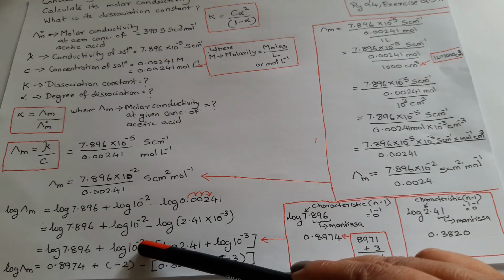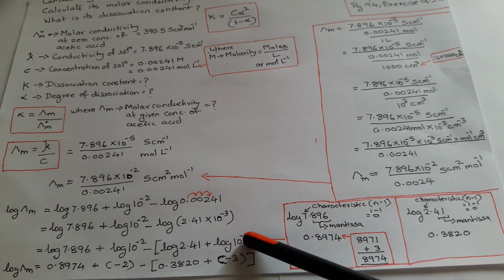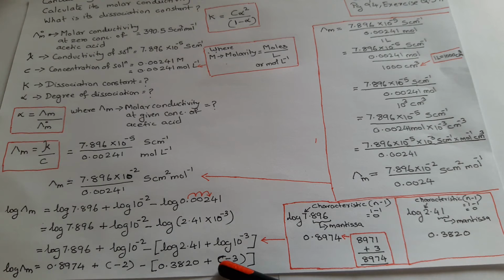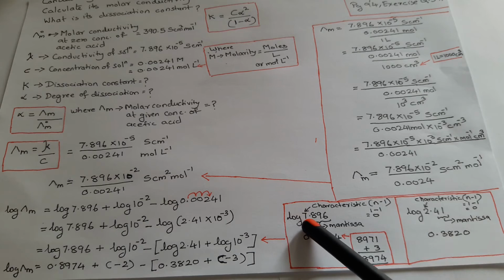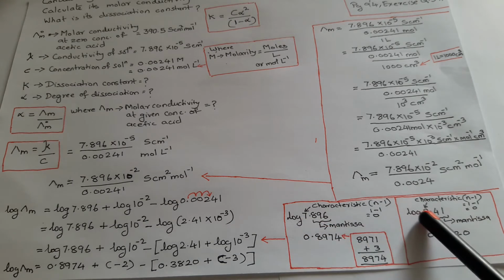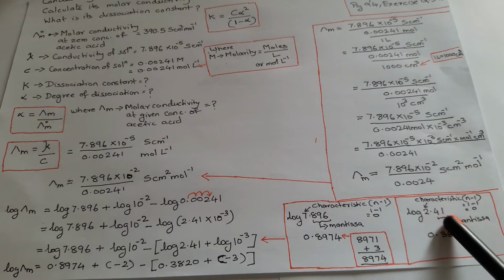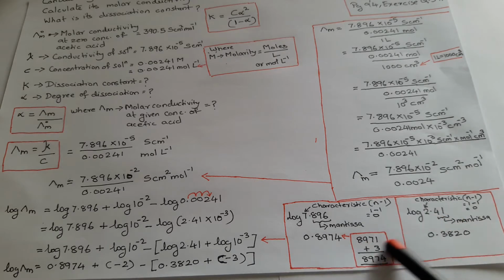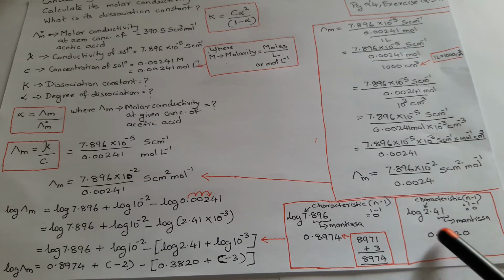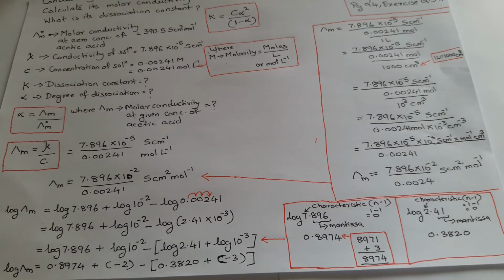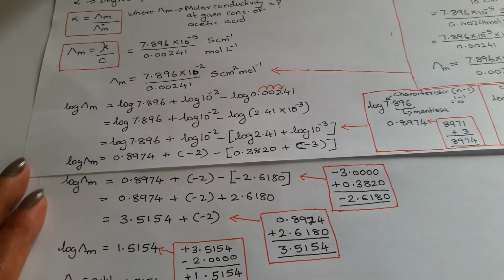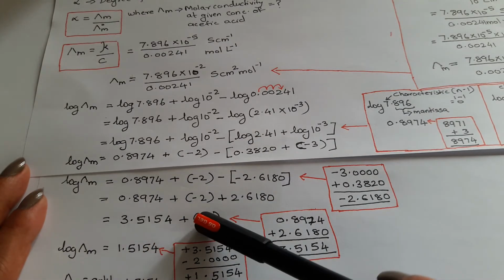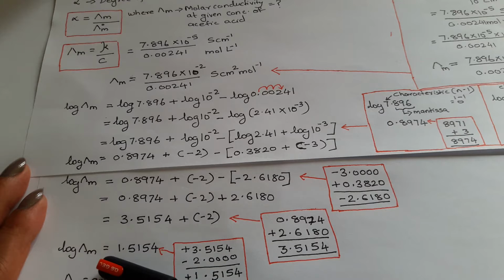Log of 10 raised to minus 2, we know it is minus 2. Similarly, 10 raised to minus 3, log is minus 3. We find the log of 7.896 and log of 2.41 using the log table. How to find it is shown in these two boxes. After solving all these steps, we get log of lambda m is equal to 1.5154.